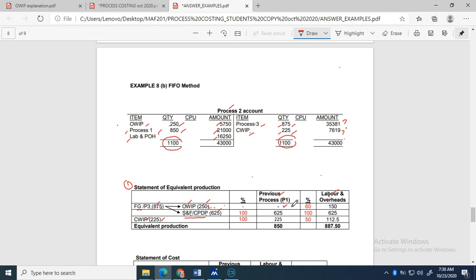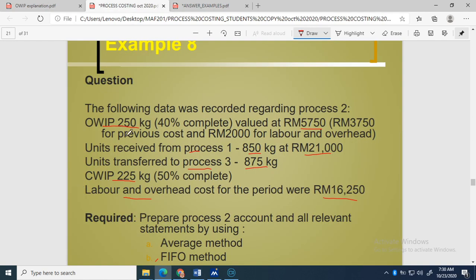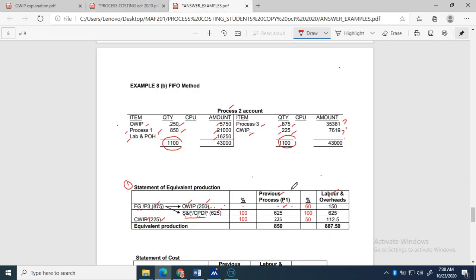But how about labor and overhead? How many percent is OWIP using? Refer to the question. OWIP is 40% complete, 40% complete from the last year. Last year completed 40%, so in the current year, you should continue. The balance is 60%. So 60% times 250, you get 150.